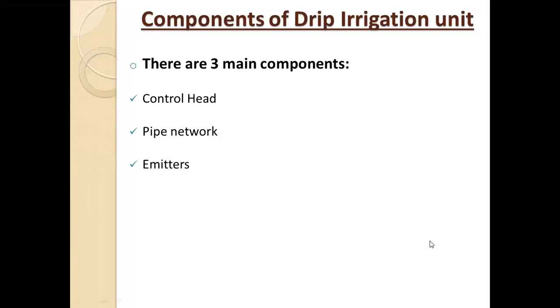Good morning, students. So today we will discuss the components of a drip irrigation unit. Last time we saw the introduction of drip irrigation and other subsurface methods, right? So going deeper into this topic, there are three main components of drip irrigation units, right? First one is a control head, second is the pipe network, and the last is emitters.